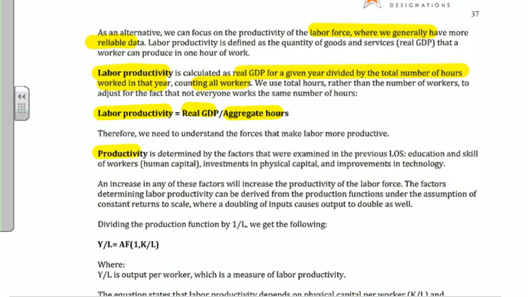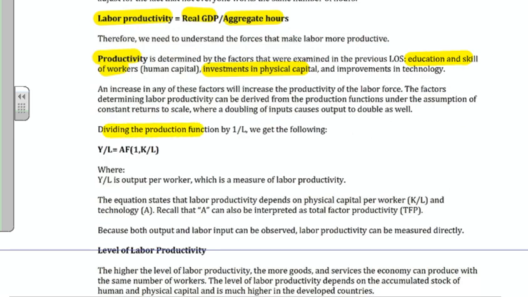What about productivity? We've spoken about that already. Education, skill of workers, investment in physical capital, etc. If we then take the production function divided by L, what do we get? Y over L is the output per worker. Y is the output, L, of course, is the worker, which is a measure of labor productivity. What does this equation tell us? It tells us that labor productivity will depend on physical capital per worker, that's the K, as well as A, the technology. We spoke about A many times before. A is called TFP, total factor productivity.